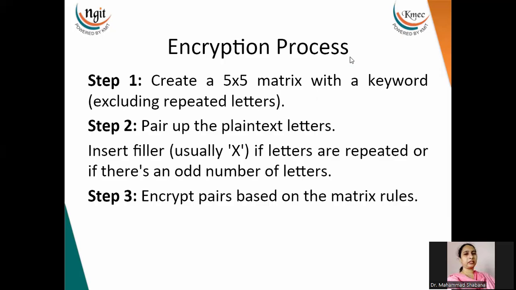The core of the Playfair cipher is a 5x5 key square, which contains the letters of the alphabet arranged based on a keyword. Letters are paired up in the plain text and each pair is encrypted according to specific rules applied to their positions in the grid. We will see these rules next, which depend on whether the letters are in the same row, the same column, or neither.